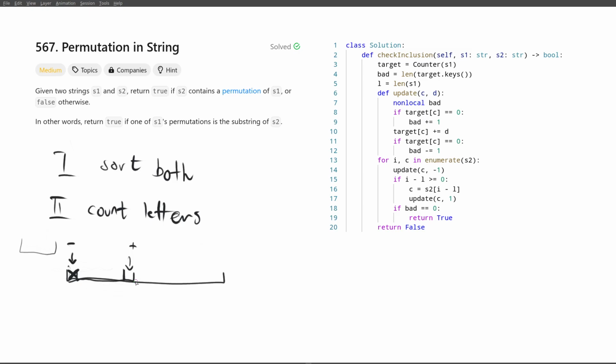Well, the only thing that could change the number of letters where there is a mismatch in the number of occurrences is that this letter has got its number of occurrences reduced by 1 and this letter increased by 1 in our pattern. So only those two letters have to be checked.